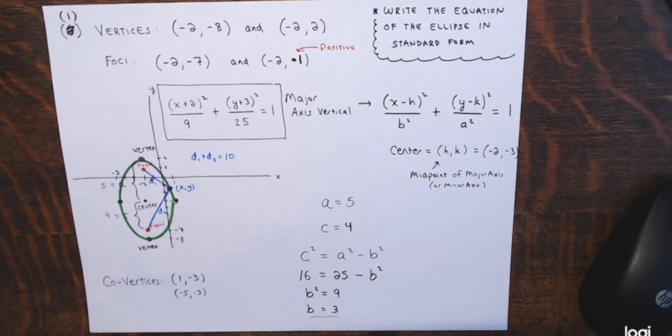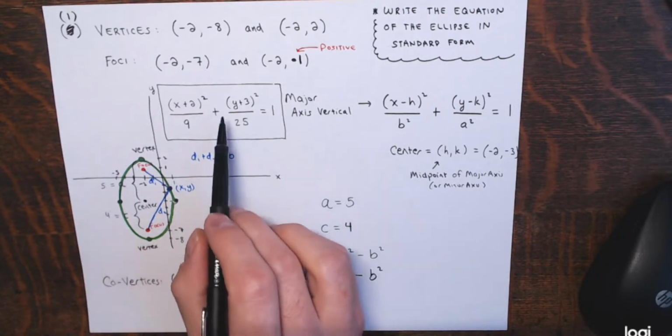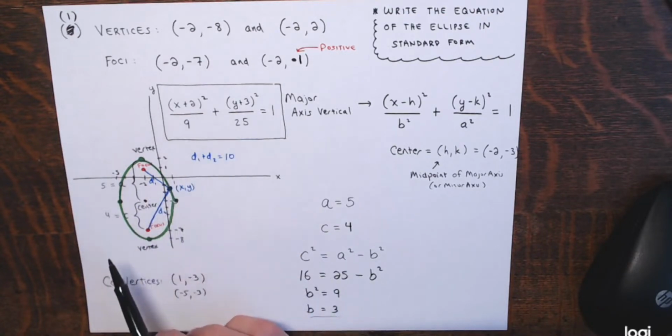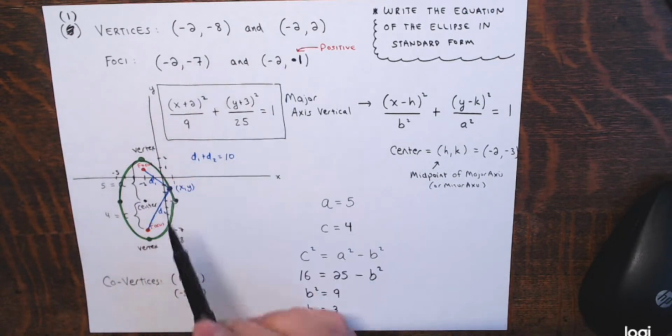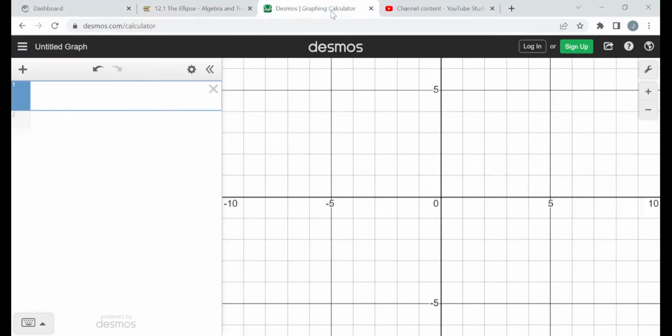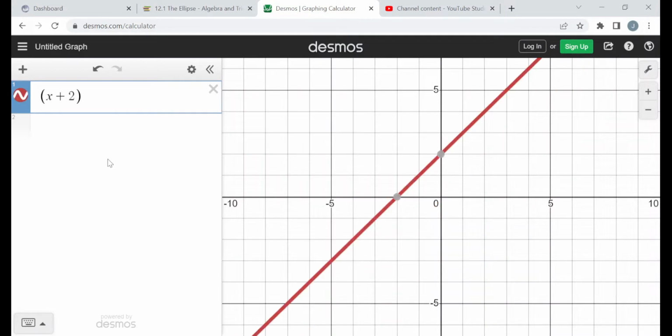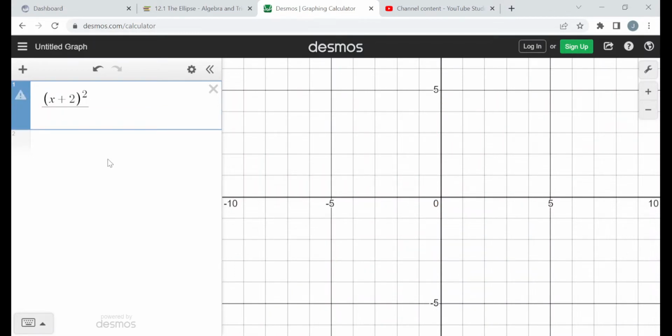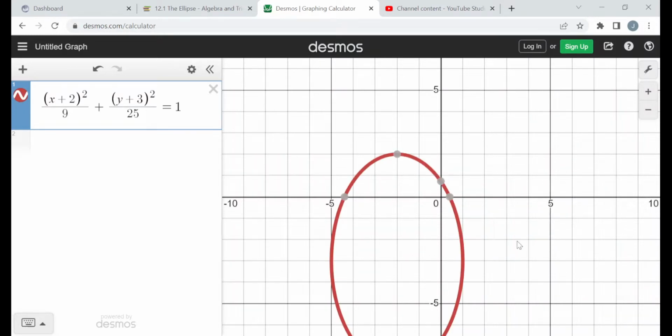Right. And now what I'm going to do is make sure that it matches. It's correct, that it has these vertices and these co-vertices and all that. Right? So I'm going to go to that Desmos website, desmos.com, a free online graphing calculator, and type in the equation I just wrote. So we have the quantity x plus 2 squared divided by 9 plus the quantity y plus 3 squared divided by 25 equals 1. And you see this ellipse showing up.